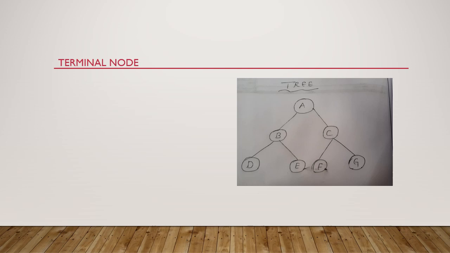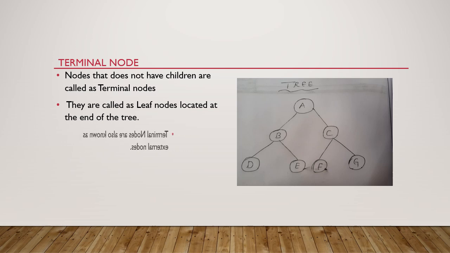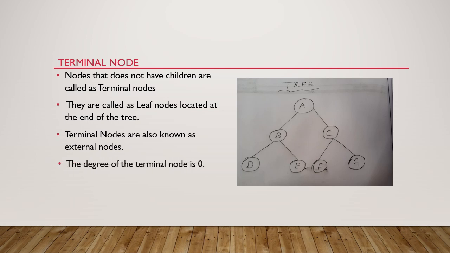Next is terminal node. What do terminal nodes mean? Terminal nodes are the nodes which are not having any children. They are called the terminal nodes. We can call them leaf nodes, and we can call them terminal nodes. We can call them external nodes, which are located at the end of the particular tree. So in this particular example, D, E, F, G are the terminal nodes where we are going to end. We are terminating the particular tree.